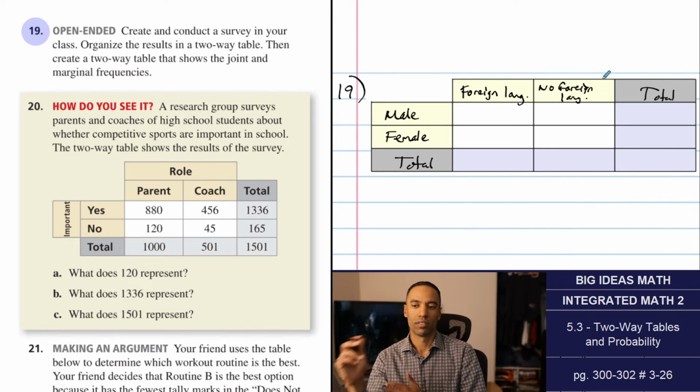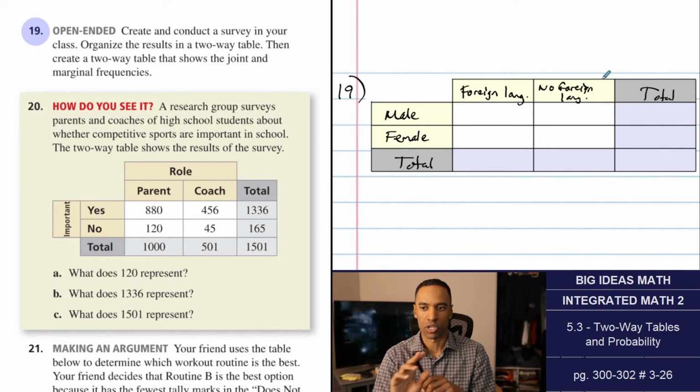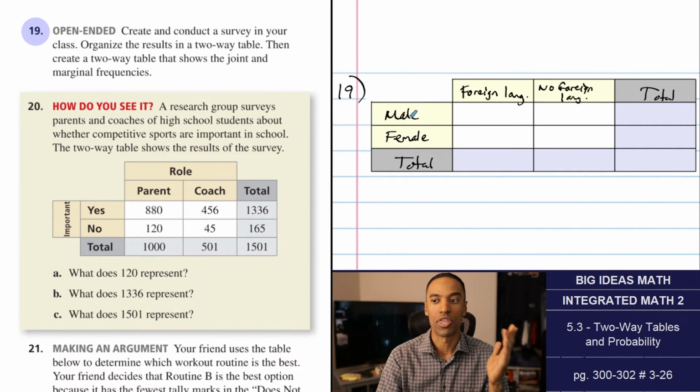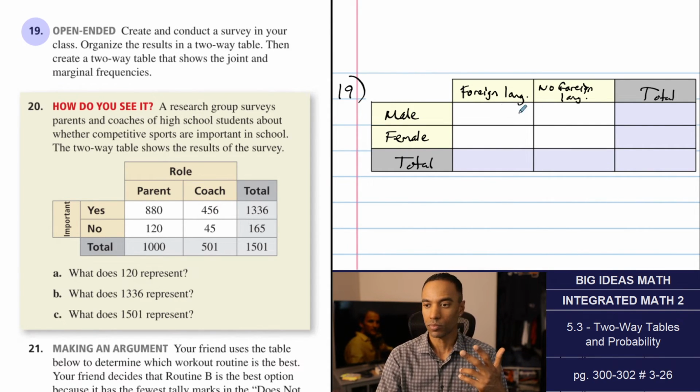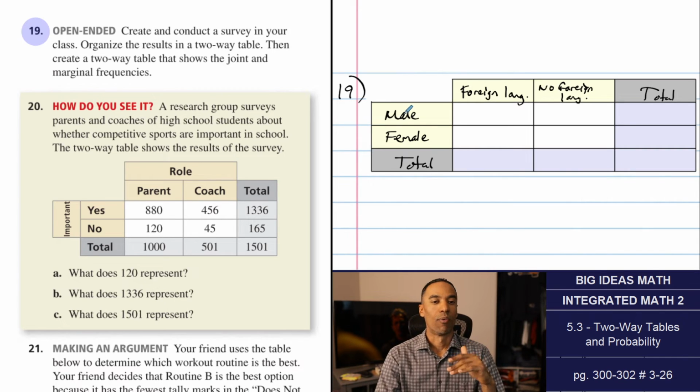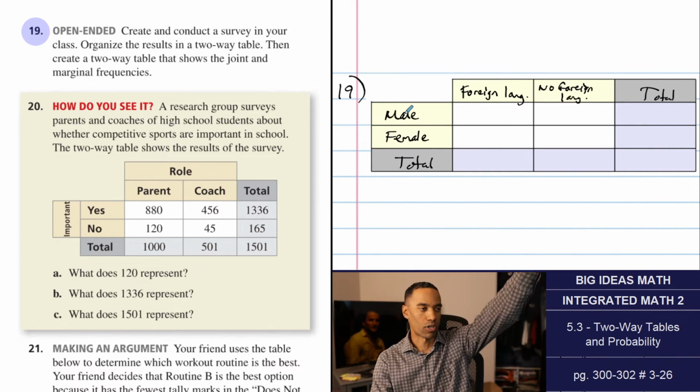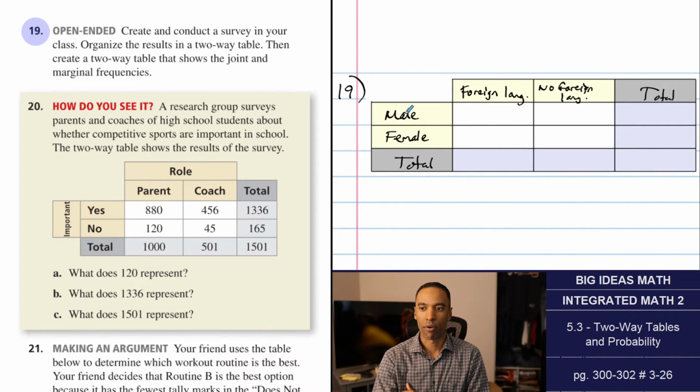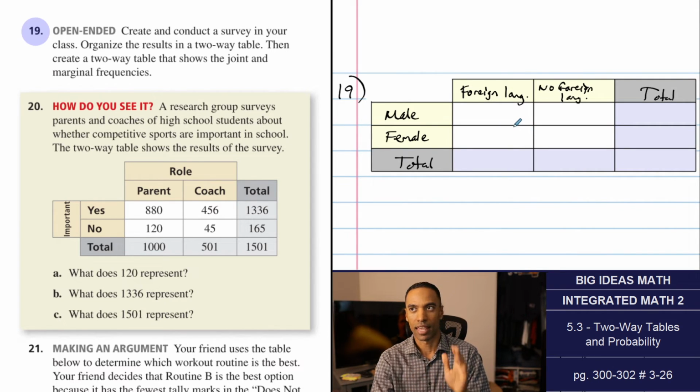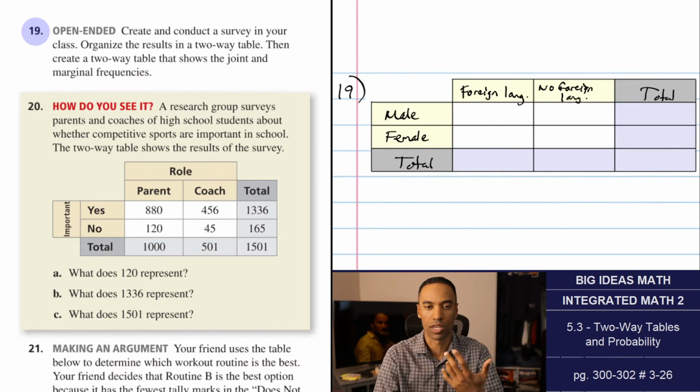Well, you have to get some of that information out, but you need to come up with the males who take a foreign language. You can't just say, raise your hand if you're male, raise your hand if you're female. Now everyone raise your hand if you're foreign language, not foreign language, because you're going to miss out on information. So you need to get more.